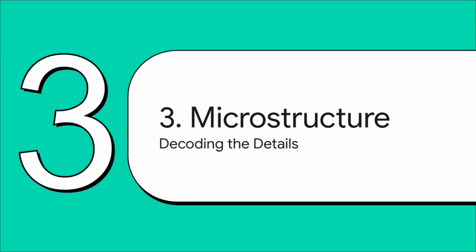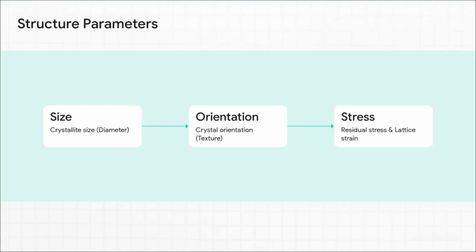Let's jump right into Section 3, decoding the microstructure. Okay, I want you to zoom in with me. We're going way past the visible phases and deep into the actual atomic structure of polycrystalline materials. When we're talking about microstructural analysis, we're really evaluating three very specific structural parameters.